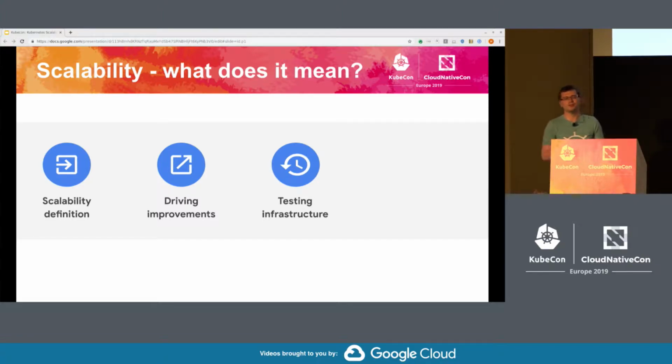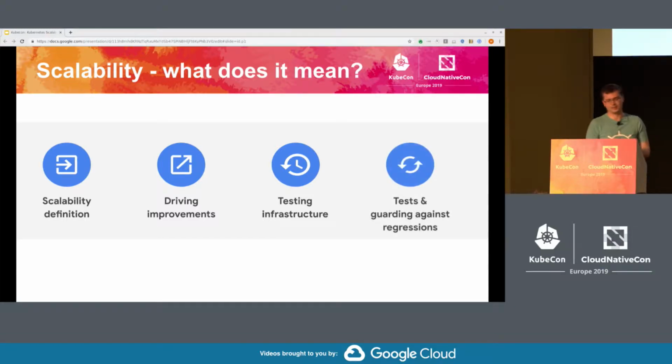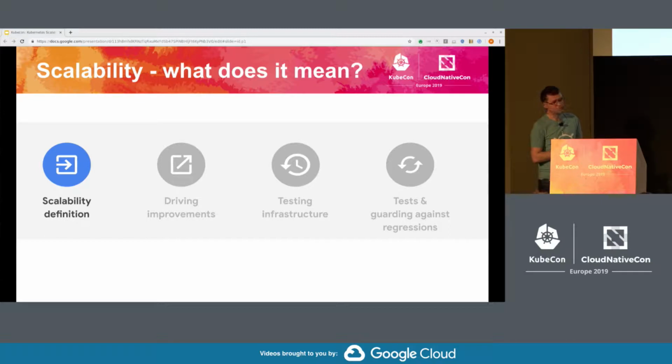So we need some frameworks to make scalability testing more approachable. And the fourth pillar is tests and guarding our system against regressions. One thing is achieving some particular scale, and the second thing is ensuring that it doesn't regress over time. But in this talk, I'm going to focus purely on the first one. So let's try to look into that.